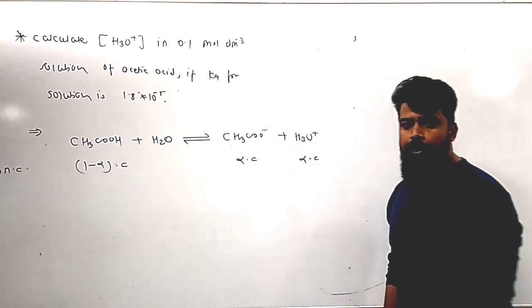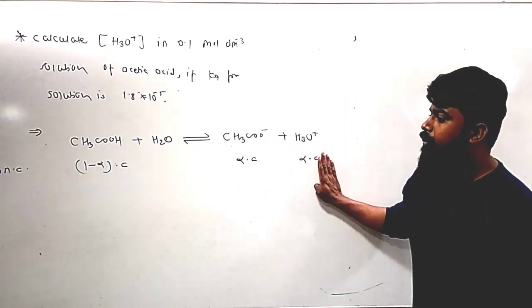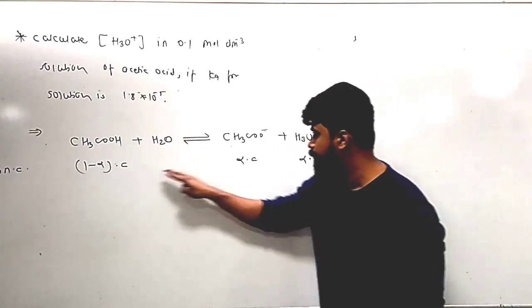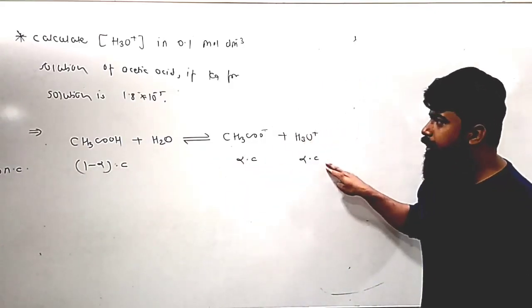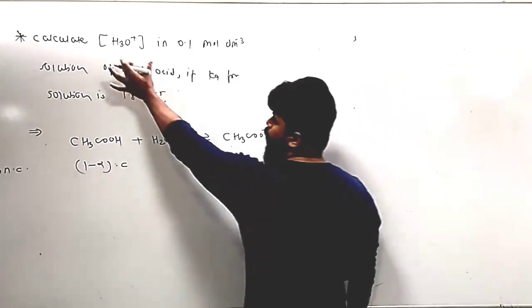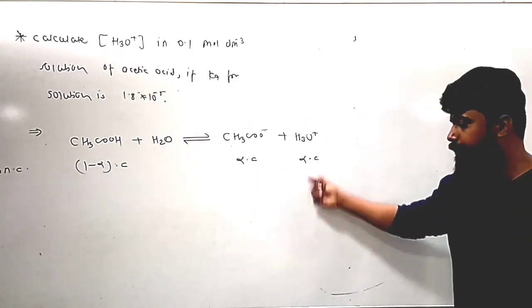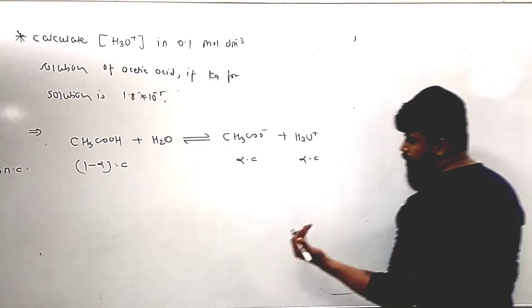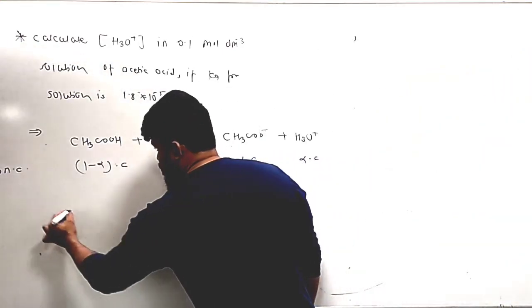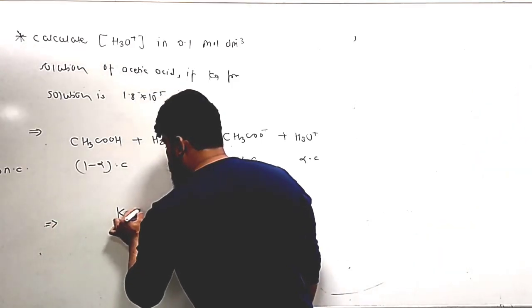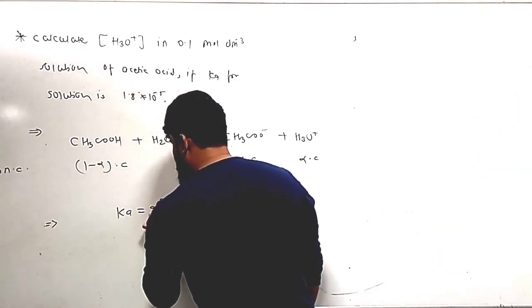The exact concentration of a given species for the dissociation of a weak acid is given by 1 minus alpha into C and alpha into C. It simply means that if you want to find out the concentration of hydronium ion, it can be given by alpha into C. But as we know that K is equal to alpha square into C.